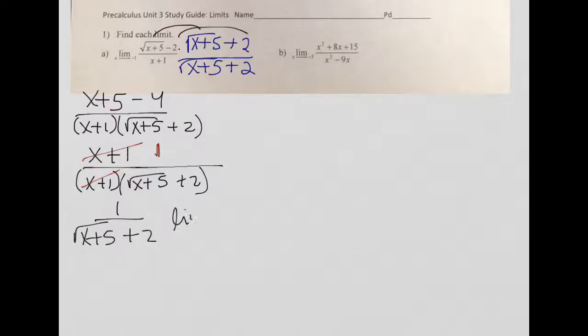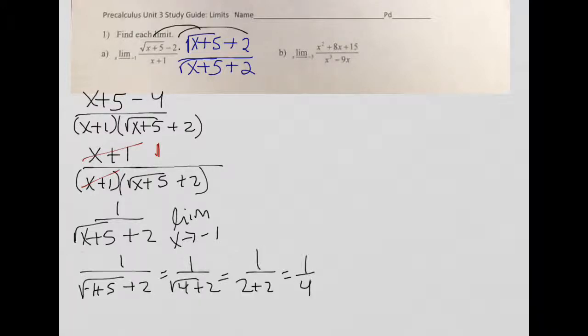Now we can finally plug in the limit value as it's going to -1. So when I plug in -1, under the radical I get the square root of 4. Evaluate that. So my final answer is 1/4 for that limit.